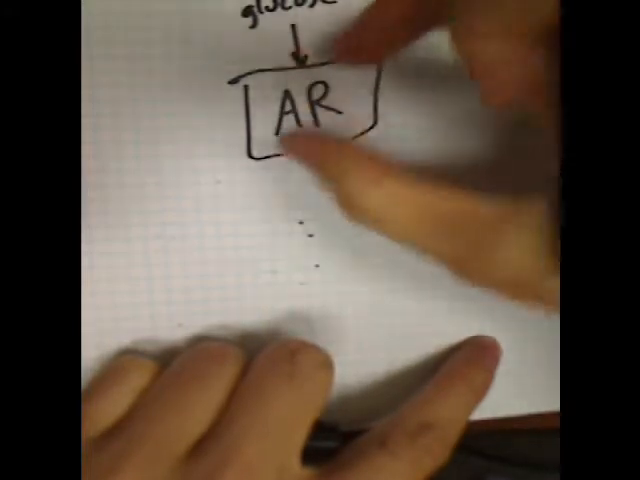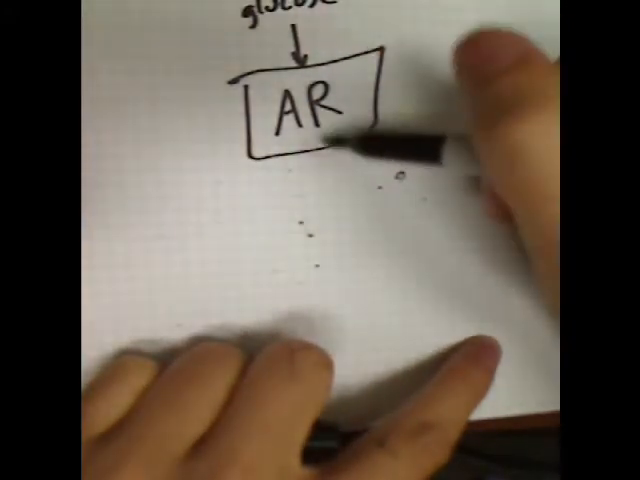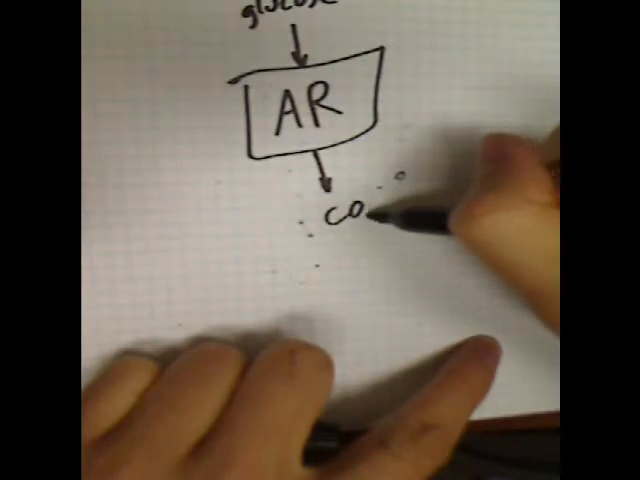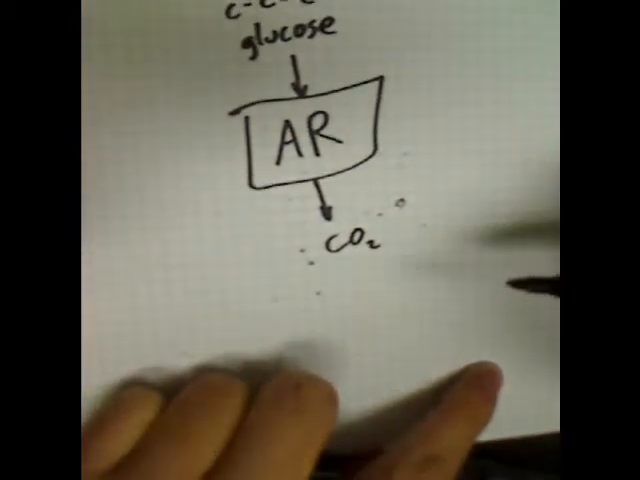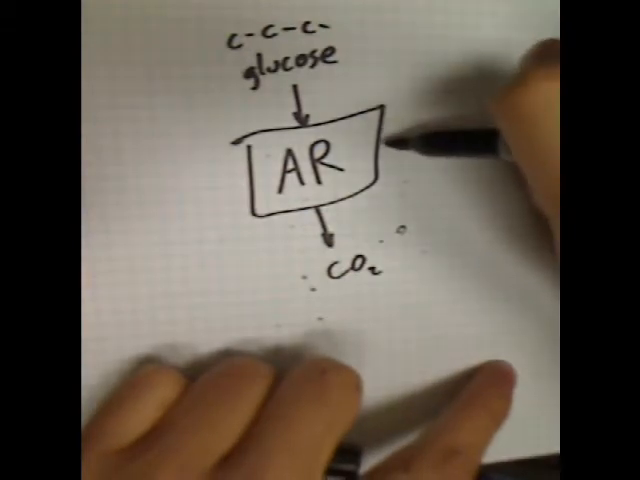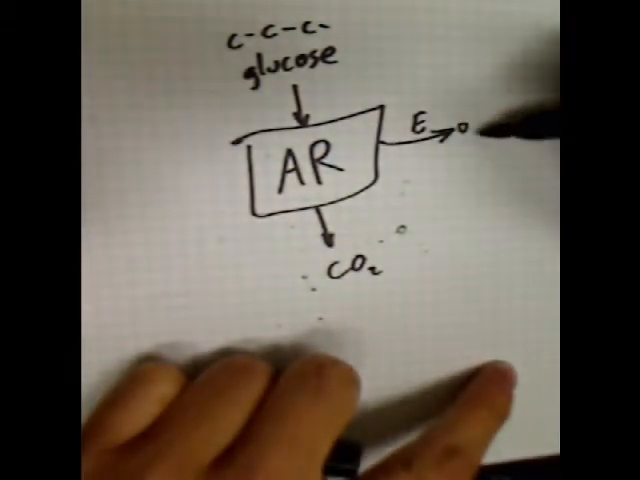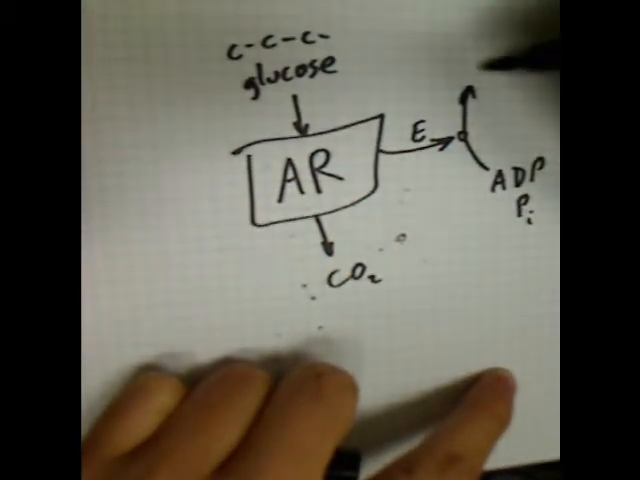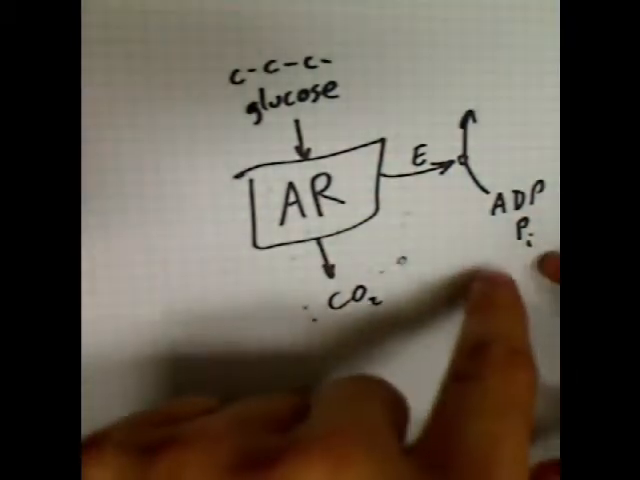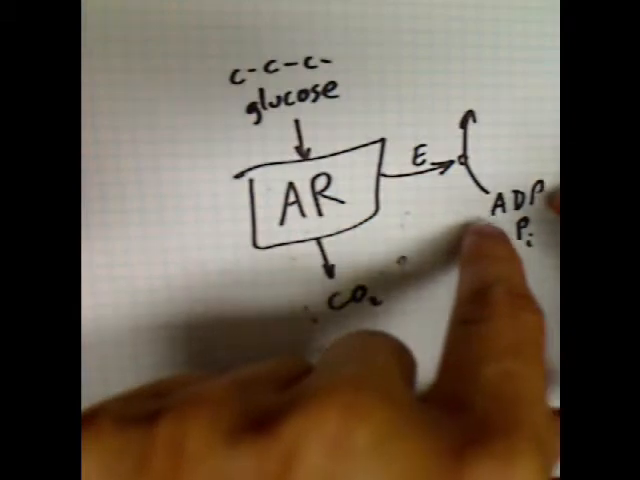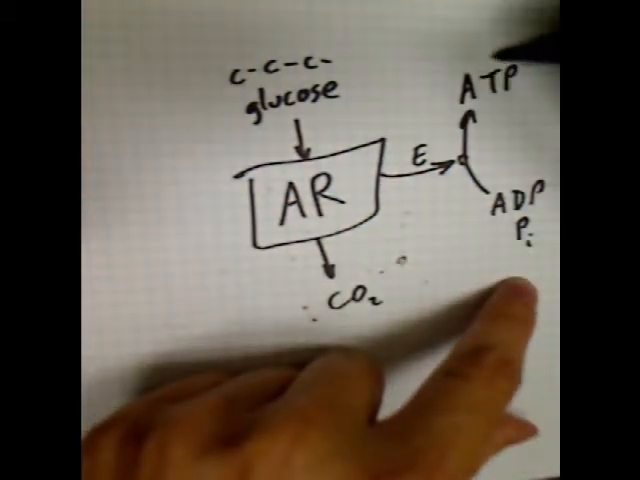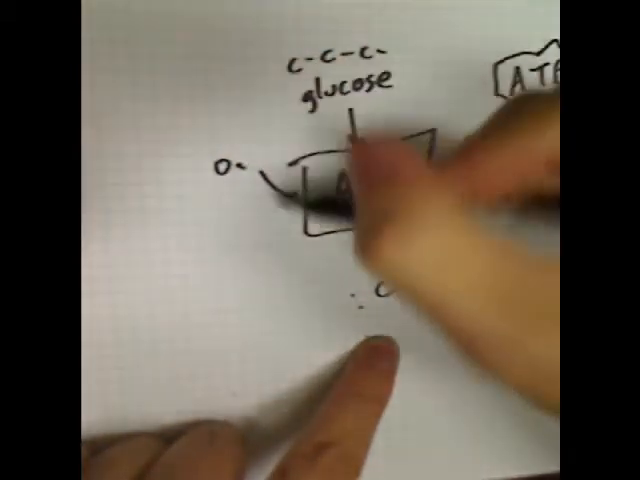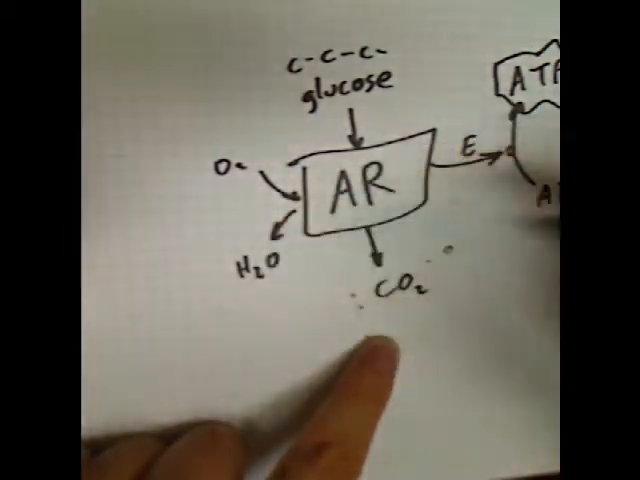And through this sort of large set of complicated reactions, we're going to end up with these carbon-carbon bonds being broken and the carbons being released as low-energy carbon dioxide molecules. The energy that's released will be used to drive this reaction of taking ADP and an inorganic phosphate and sort of shoving that phosphate onto the ADP, phosphorylating the ADP so that we have ATP. And since it's aerobic, along the way, we're going to end up consuming some oxygen. We're going to end up producing some water.